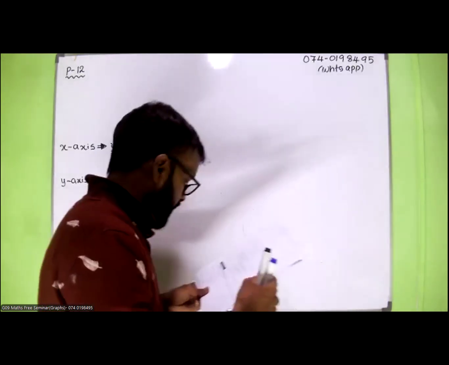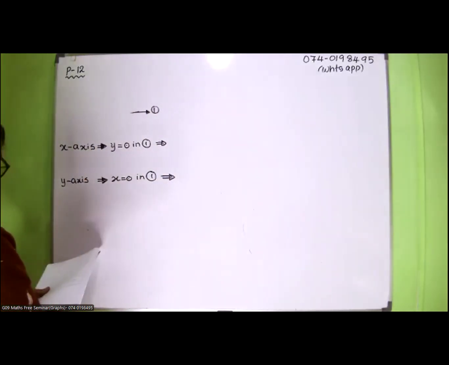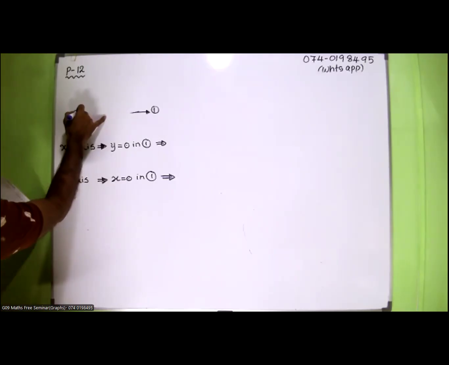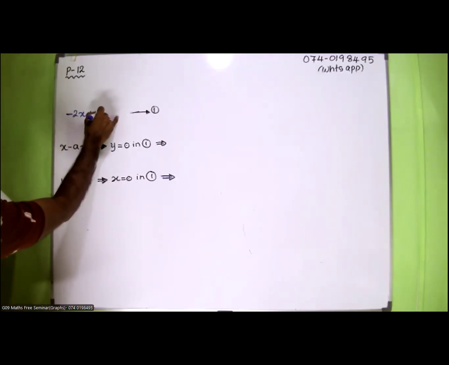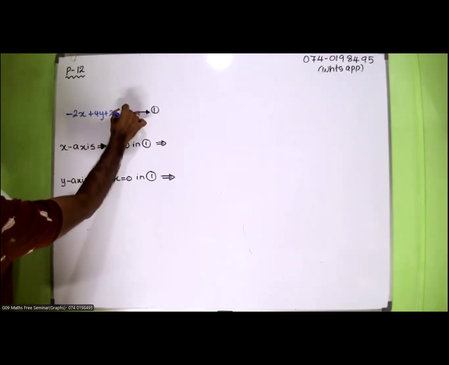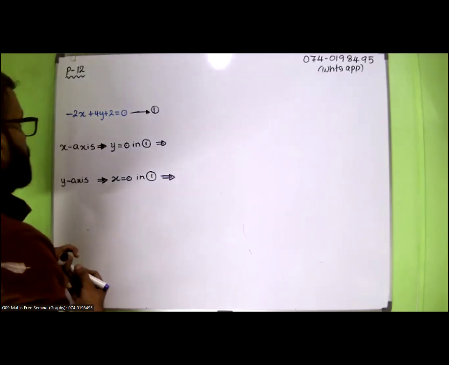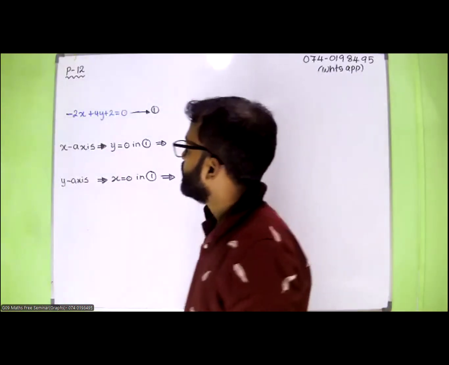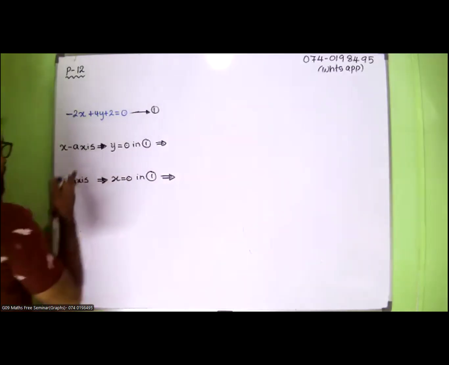Right. So my function is minus 2x plus 4y plus 2 equals 0. Right? So this is my function. So I am going to find the intersection points with the x-axis and y-axis.